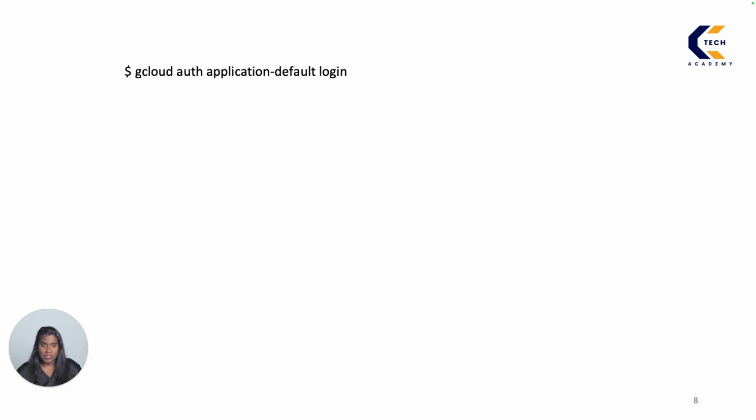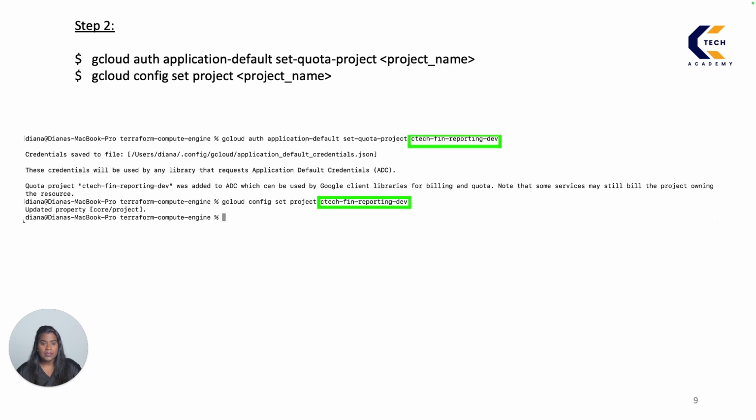Next, run the gcloud command gcloud auth application-default login and perform the same steps. Step 2. Set your quota project and then set the project where you will be creating your Kubernetes cluster.